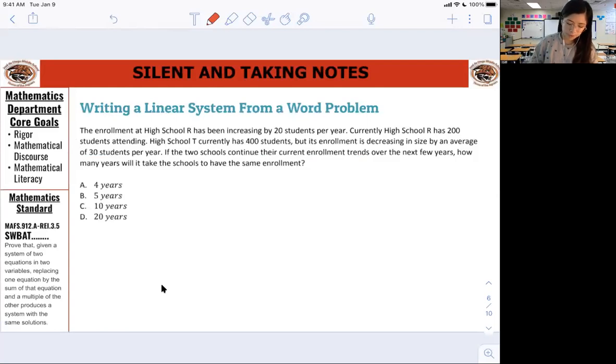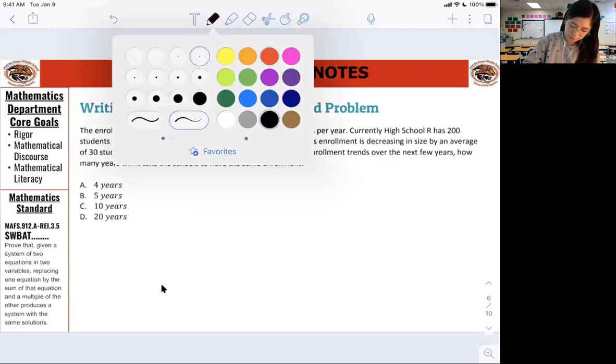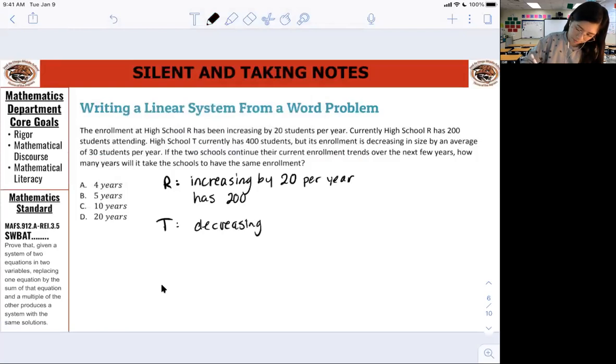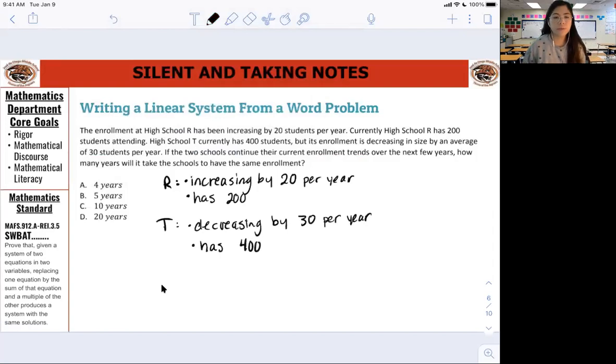Good. Okay, so let's write down, again, we always write down our important information. High school R has been increasing by 20 per year, and it has 200. High school T is decreasing by 30 per year, and it has 400. Okay, those are my two situations.